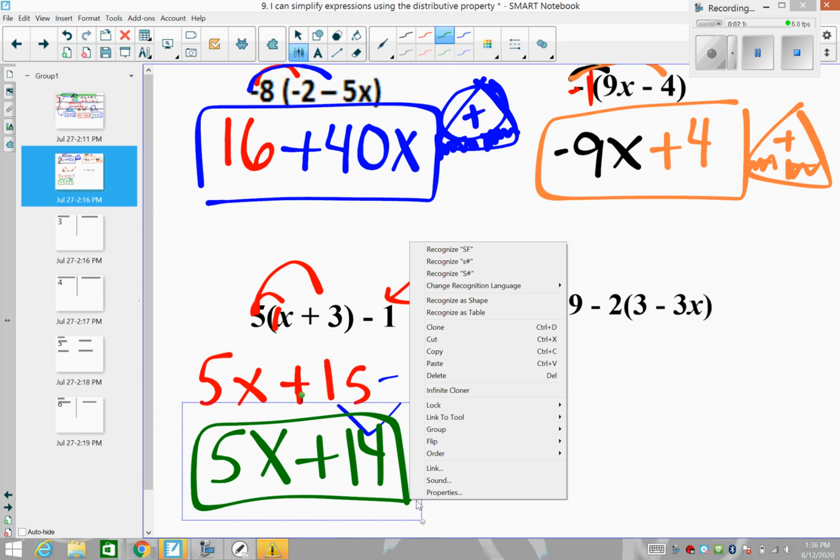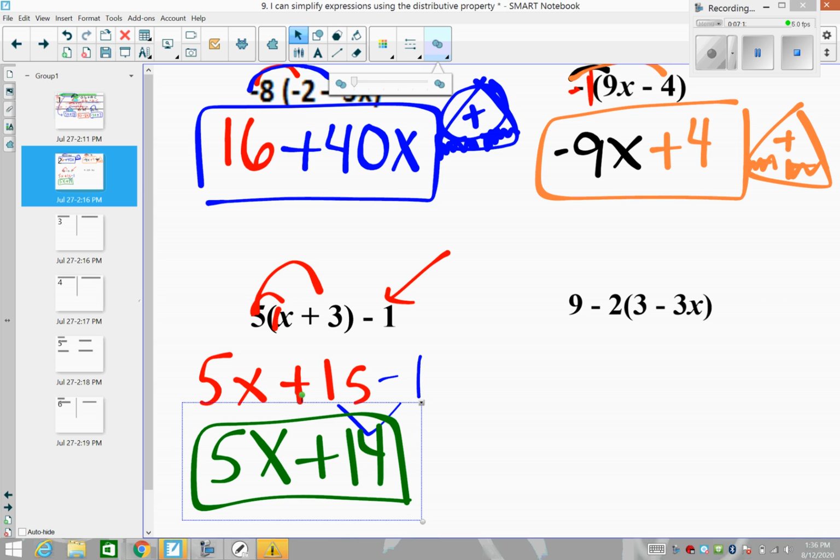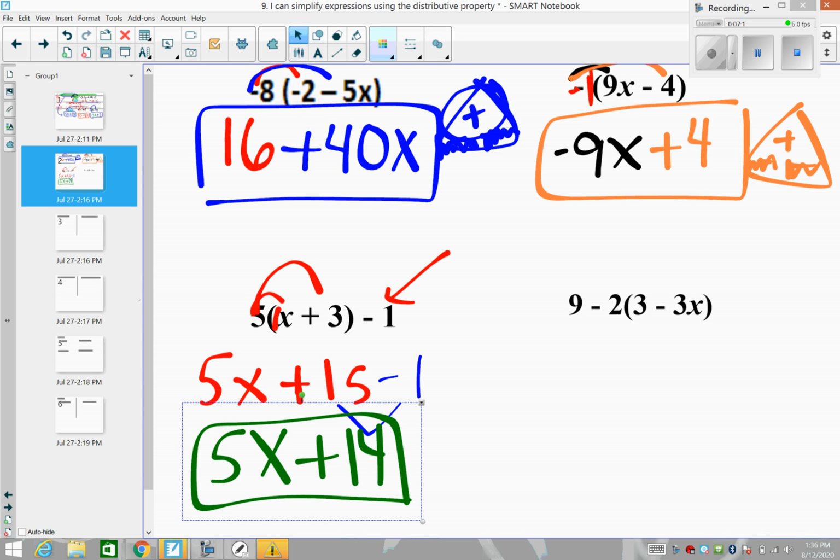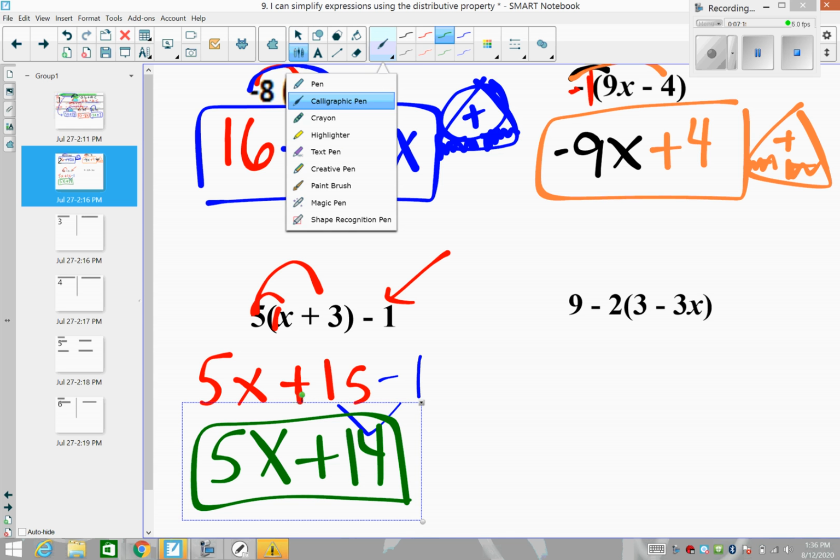All right, next problem. This is a tricky one. This is often one that kids get confused on. So very important one that we should talk about. I'm not really sure why I'm on the line tool here. Sorry about that.